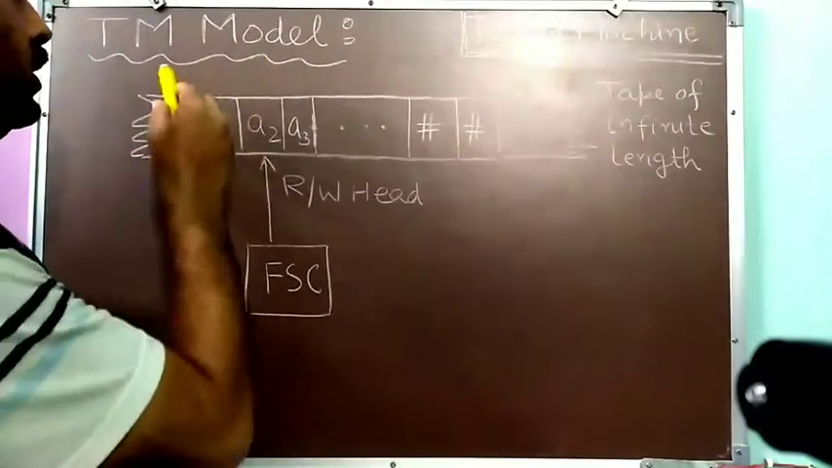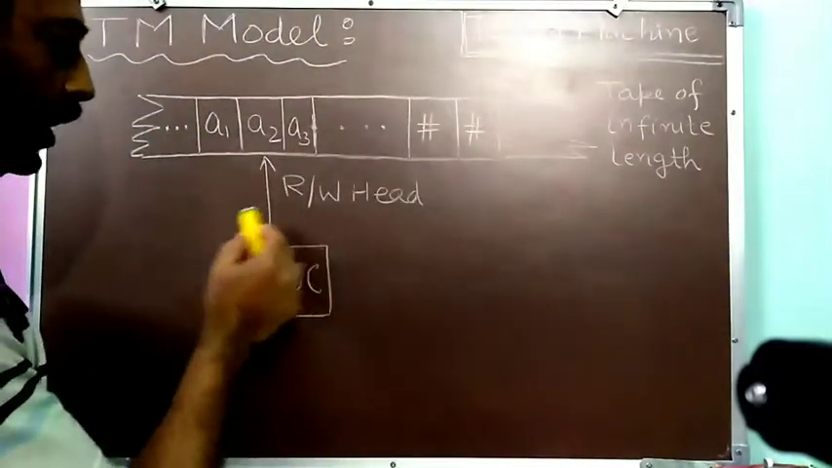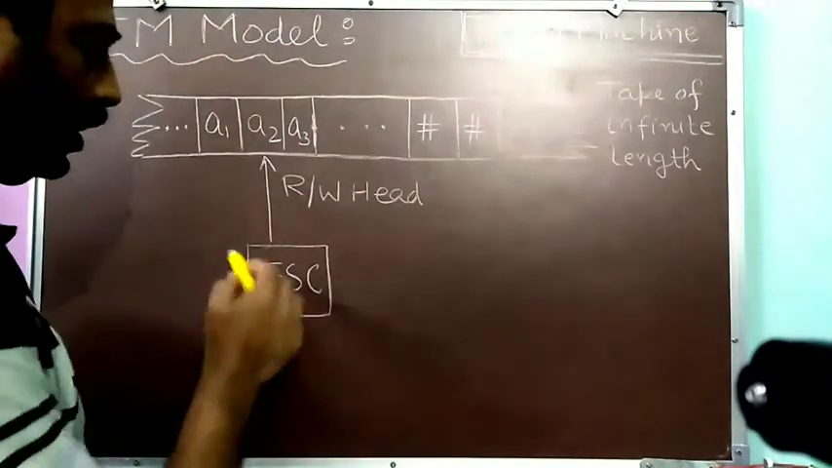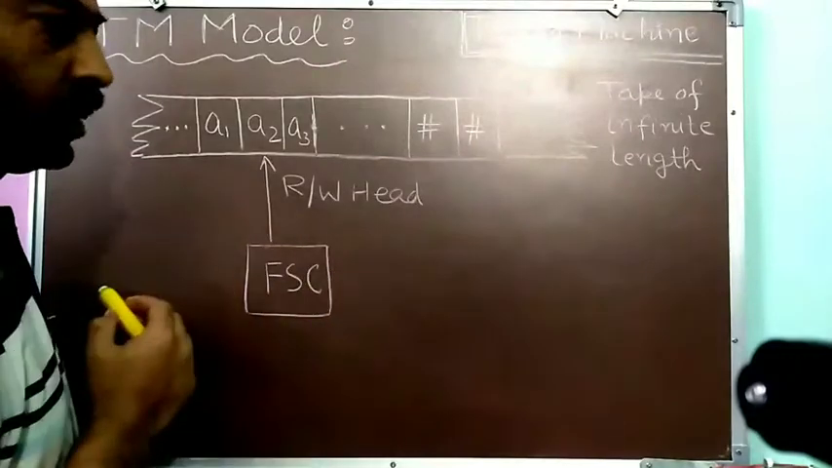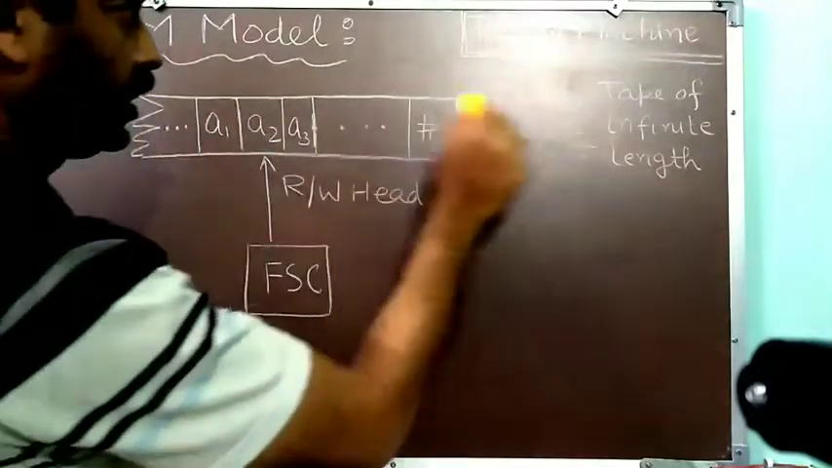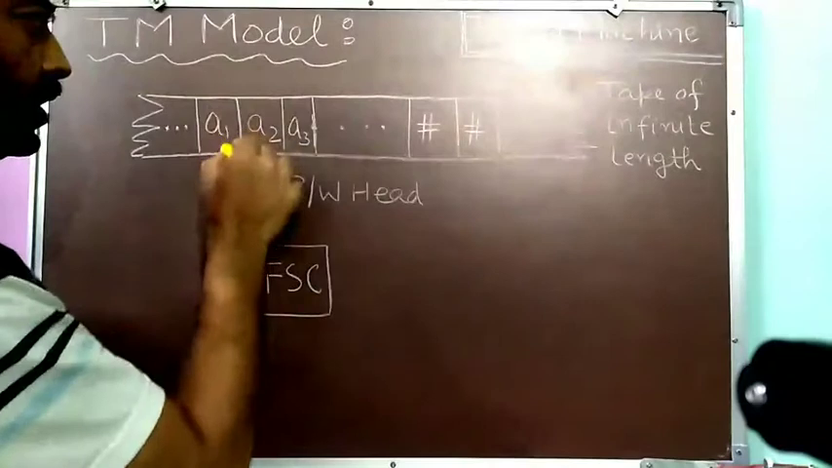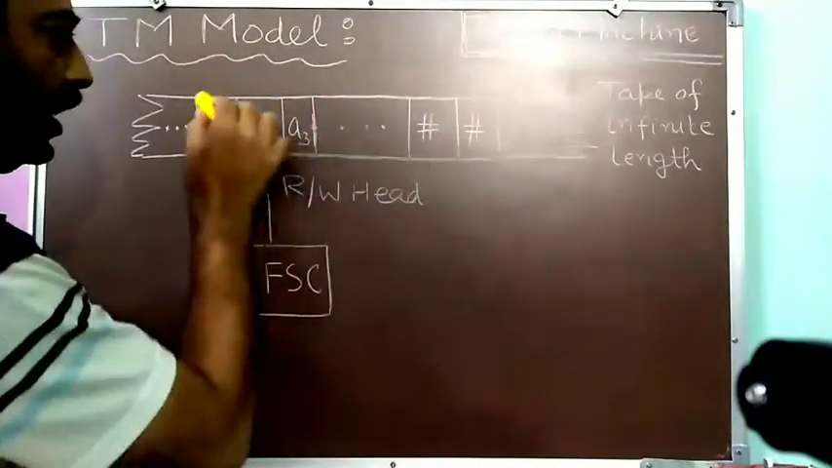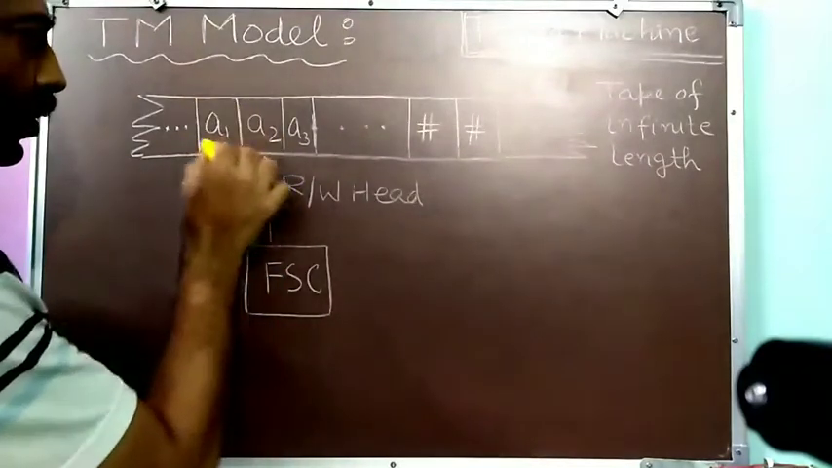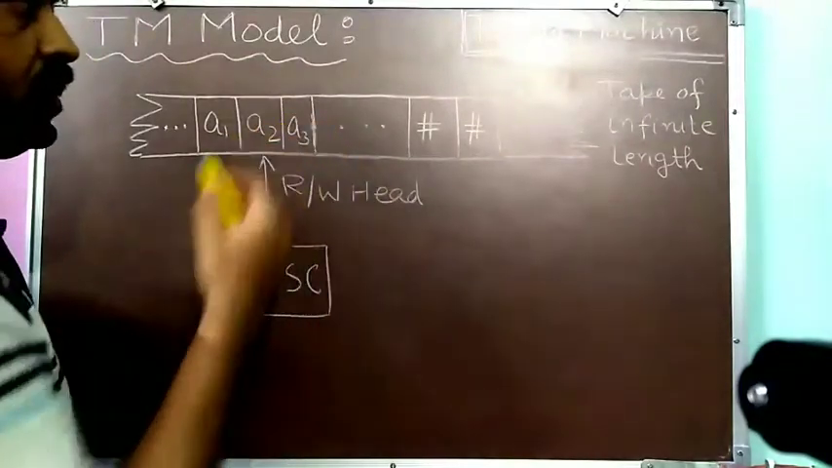Now we will discuss our Turing machine model. In our Turing machine model, we have a finite state control as we were having in case of finite automata. It is a similar kind of finite state control, which is having a read-write head, which is connected to a tape of infinite length. This tape is divided into cells, and each cell is capable of holding one symbol.